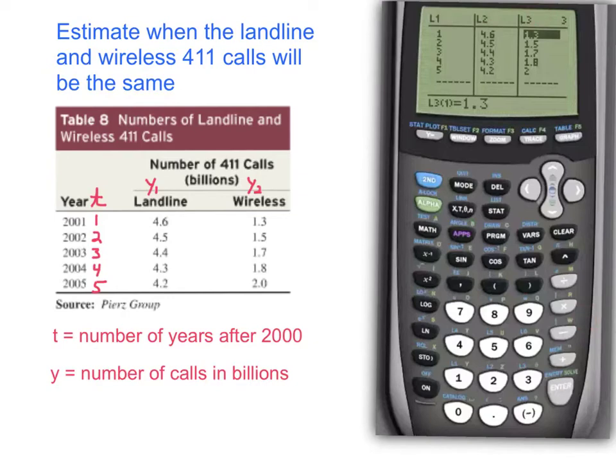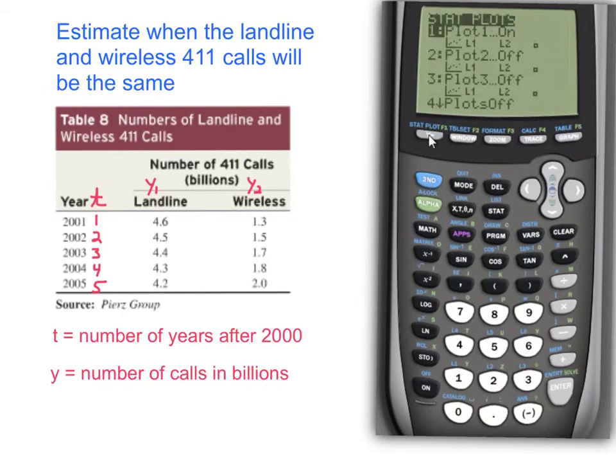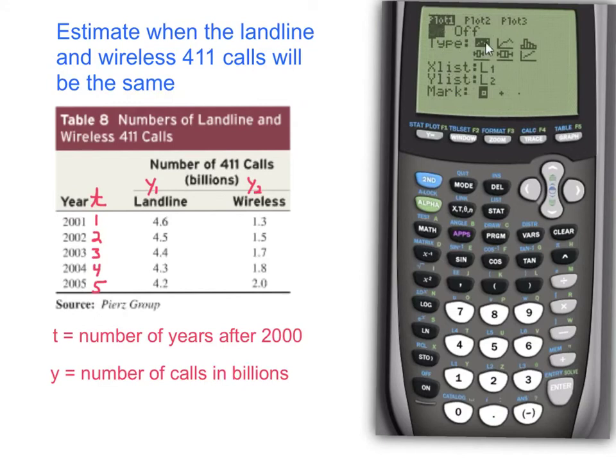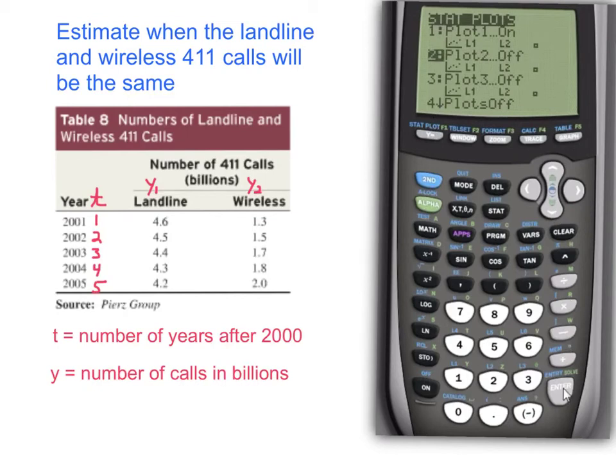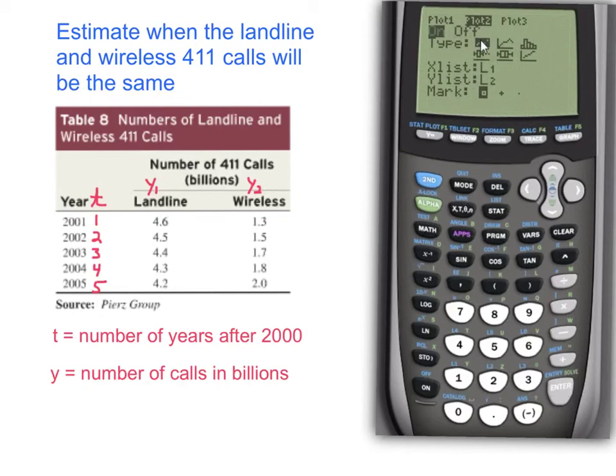Let's see here. What we would do is we'd go ahead and press second stat plot, and plot 1 is already on, so we can hit enter, and you see it's on. It's set to a scatter plot for L1 and L2. So that one's all set up to do the first one. So we do second stat plot again. I actually want to go down to plot 2 and turn that one on as well. So I'm going to turn that on. It's set to a scatter plot.